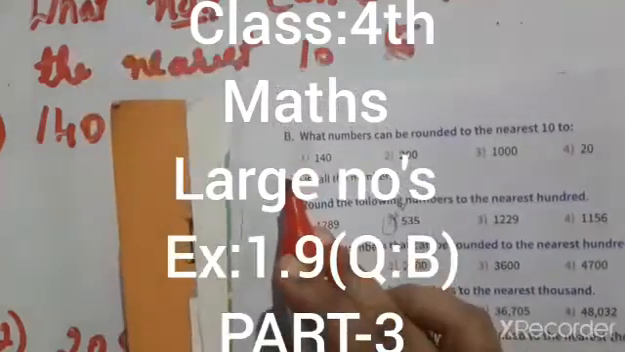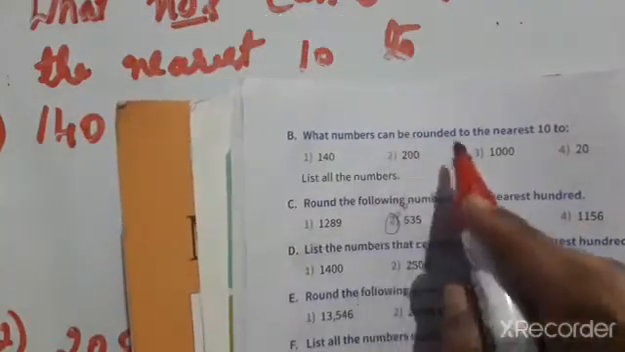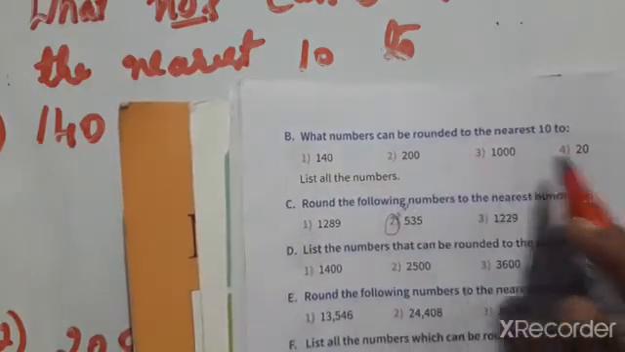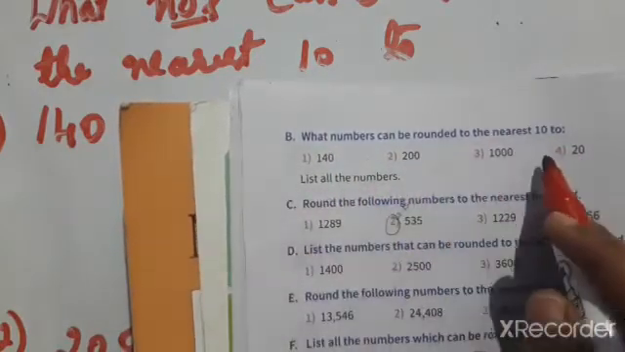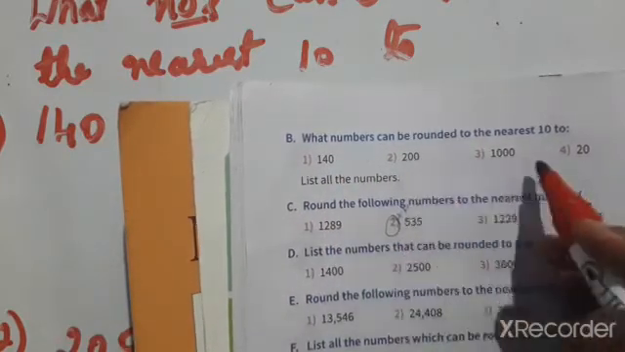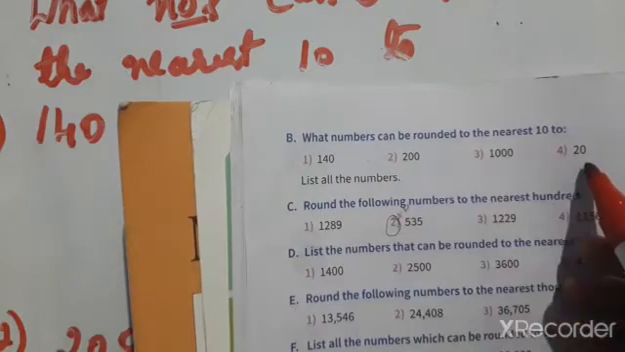Now next is B1. What numbers can be rounded to the nearest 10 to? So here 140, 200, 1000, 20. Rounded numbers are given. In which number is rounded to 140? In which number can be rounded to 200? Which number will be rounded to 1000 and 20.